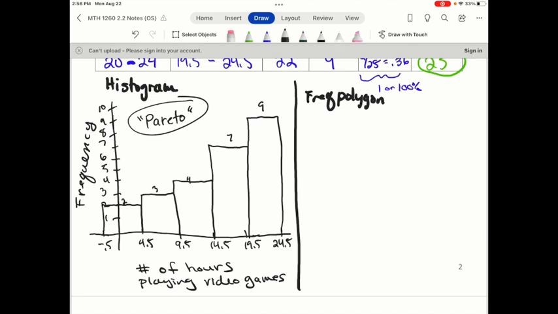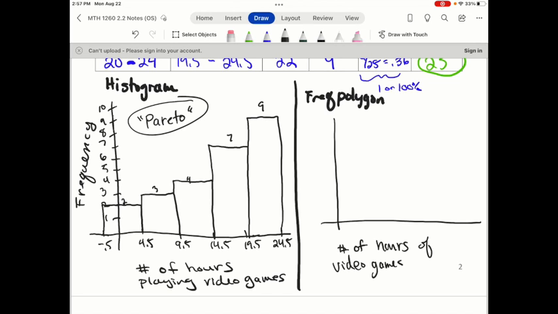Okay, now for our frequency polygon, we're going to label it the same way. This still represents the same data. So this is going to be the number of hours of video games per week. Let me make sure I label that here, per week, to be consistent. Okay, and then I'm going to go by ones up to 10 here.